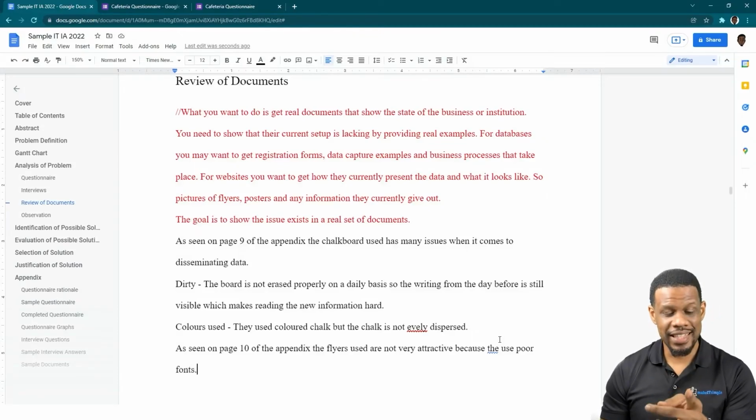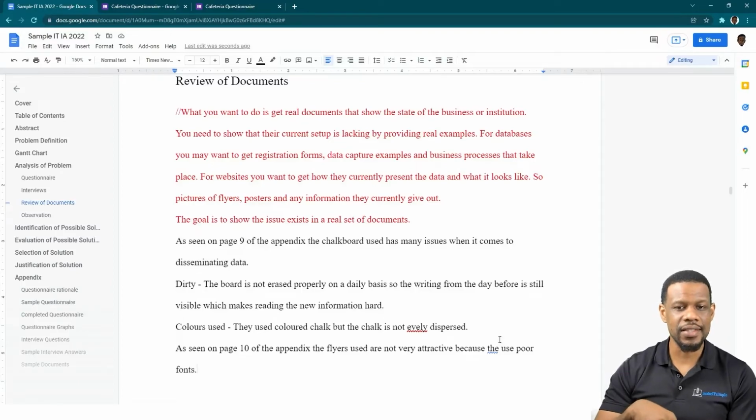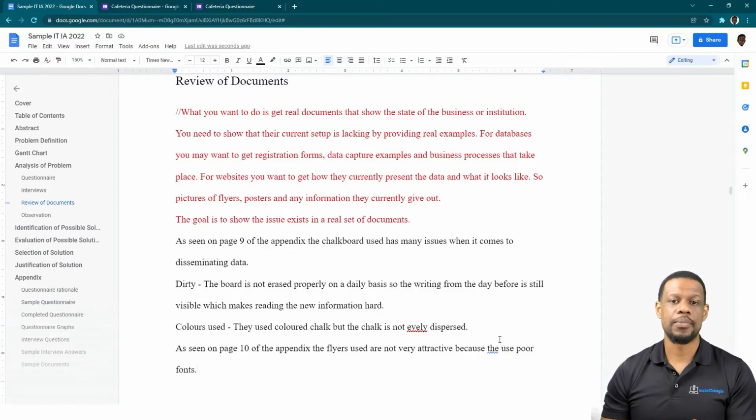Now if you go the database route, what you want to do is get a form that they filled out. Let's say the people have to fill out a registration form, but it just has lines. You want to show that the lines are not good for data capture because you could have verification and validation mistakes. They should fill it out in block letters, and for the date, month, year, there should be formatting for day, month, year. Those sort of things.